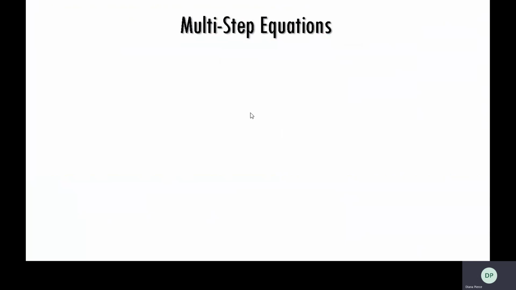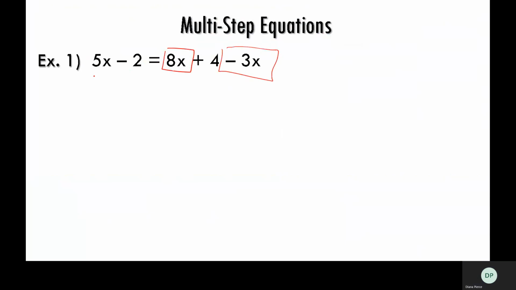So here is our first example. Remember our 5 steps. Step 1 was to distribute. Well, there's no distribution here. Step 2 is combine like terms. Well, I do have to combine like terms. I have an 8x and a negative 3x on this side. Everything else just drops. 5x minus 2 equals 8x minus 3x. Well, 8x minus 3x is 5x plus 4.